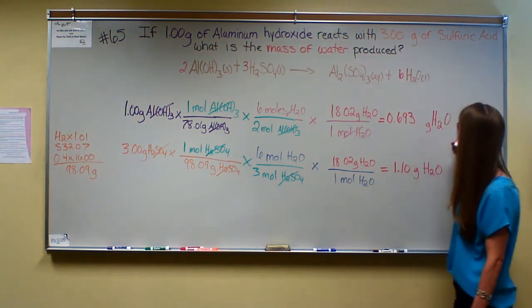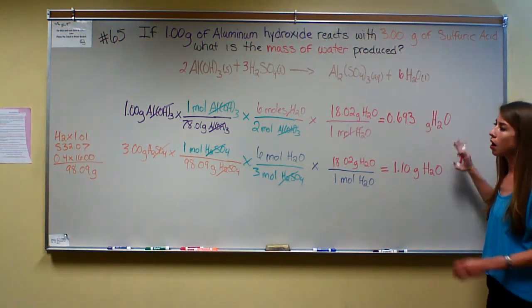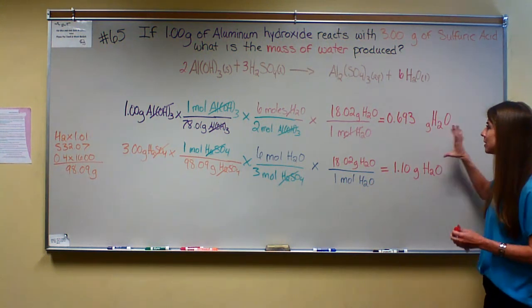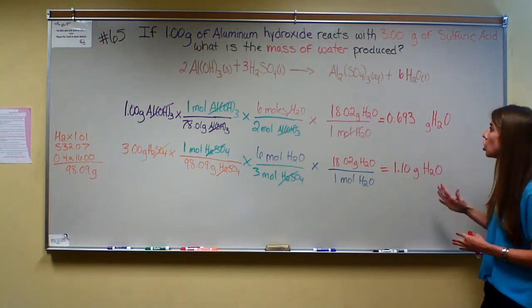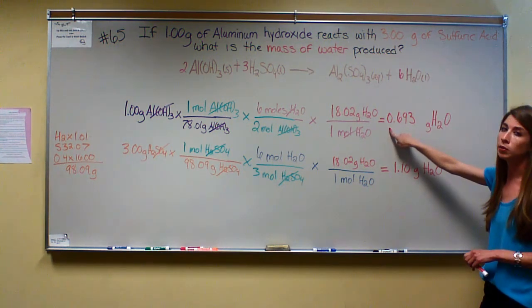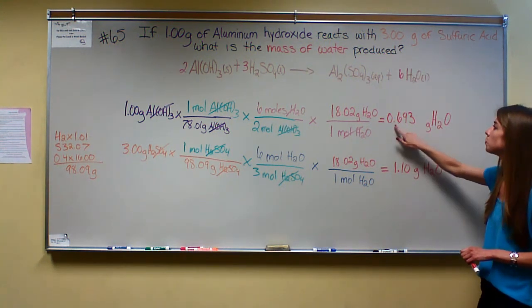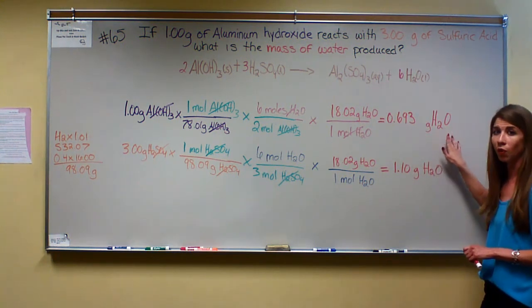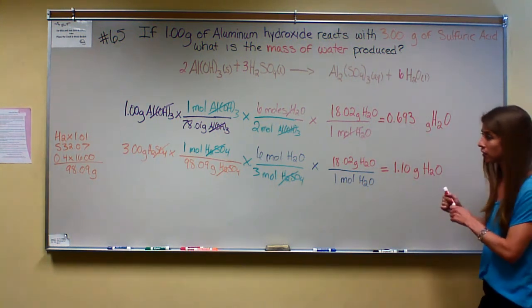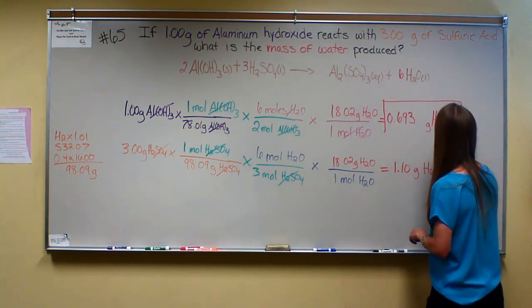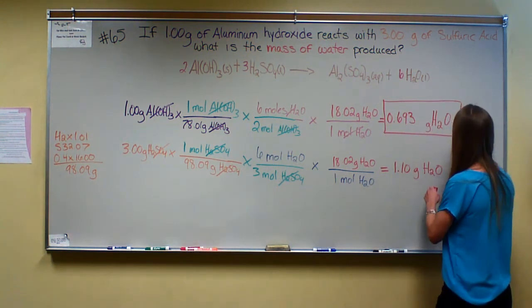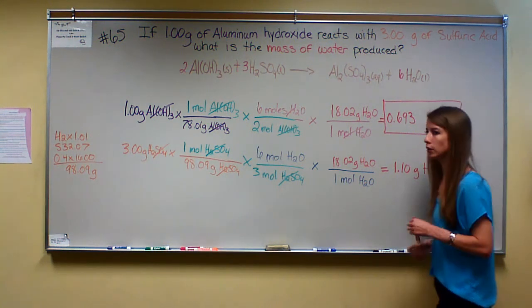So now, whichever compound yields the least amount of product is our limiting reagent. 1 gram of aluminum hydroxide will only produce 0.693 grams of water, so that's as much water as we can make. So this is going to be our limiting reagent. Aluminum hydroxide is our limiting reagent.